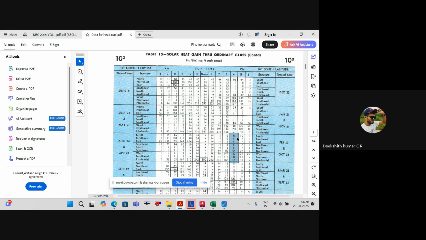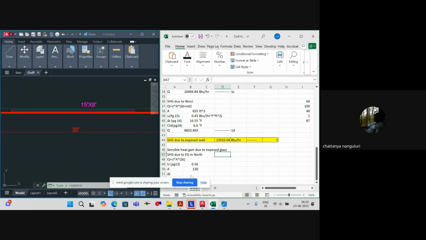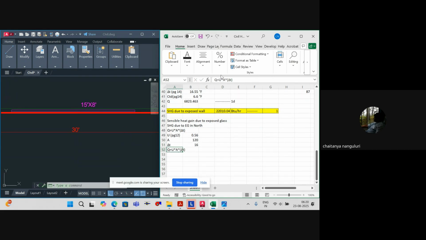So north is 16. What is the temperature that we got for August 24 to 16? April 28. For north direction, the value is 16. Over here, this value is 16. Delta T is equal to the temperature difference, which is 16. So Q value, how will you get it? Q equals 0.56 into A into delta T, into 16. Right. So this I can write as equation 2A.